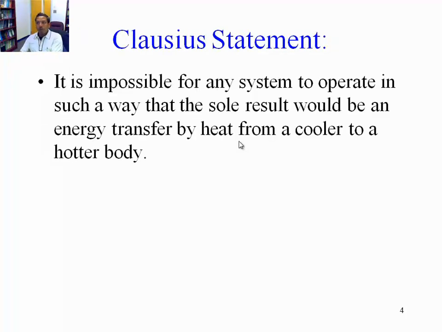The Clausius statement is very simple. It says basically that it is impossible for any system to operate in such a way that the sole result would be an energy transfer by heat from a cooler to a hotter body. Okay? It doesn't say that it's impossible to transfer heat from a cool body to a hot body. It just says that it's impossible for a system to operate in such a way that that would be the sole result.